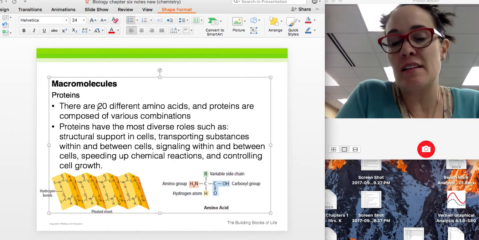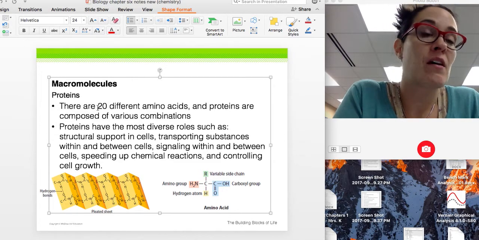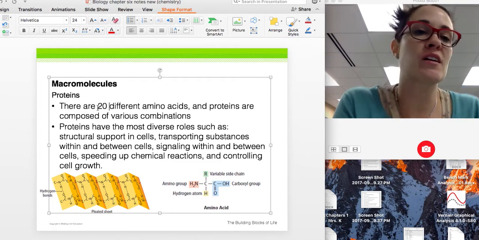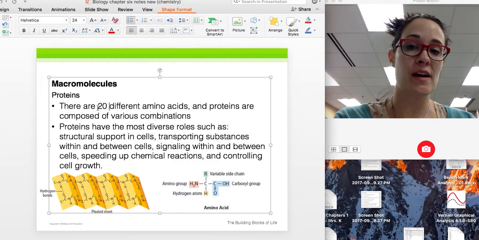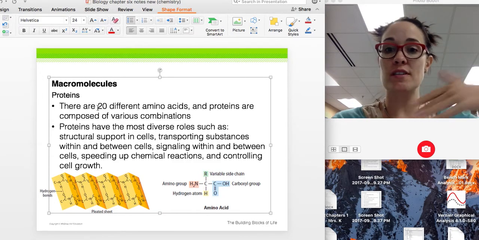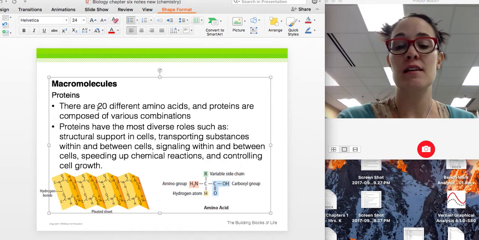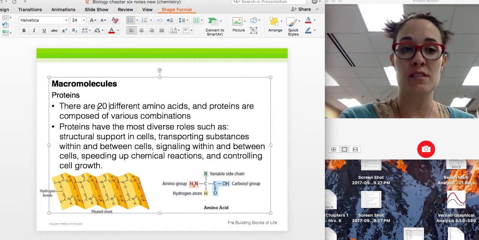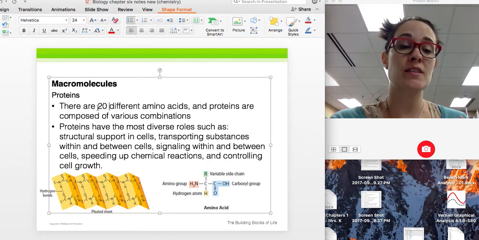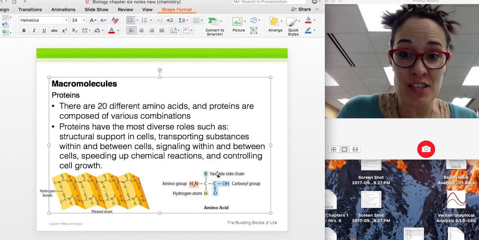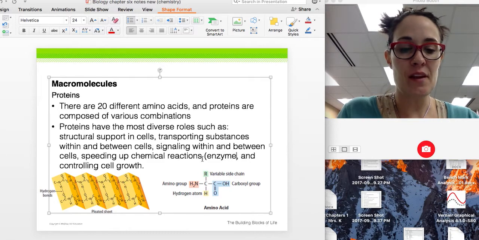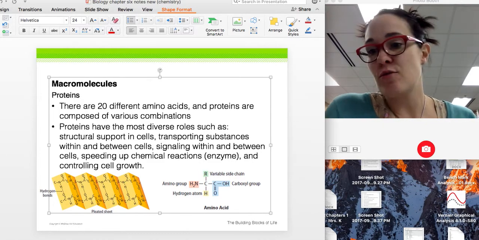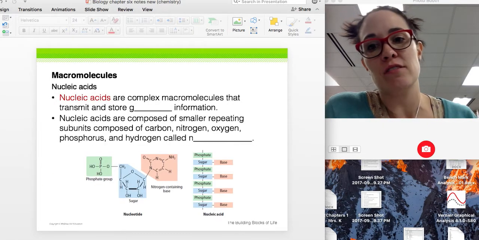Excuse me, proteins have many diverse roles. They're more diverse than lipids, more diverse than carbohydrates. They provide structure and support in cells. They transport substances between cells, like oxygen. Hemoglobin is a protein. They signal between cells. They speed up chemical reactions. You know this is our enzyme. Make sure you write that in. And they control cell growth, so they have a wide variety of functions.